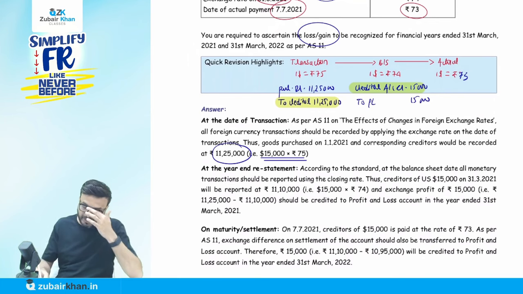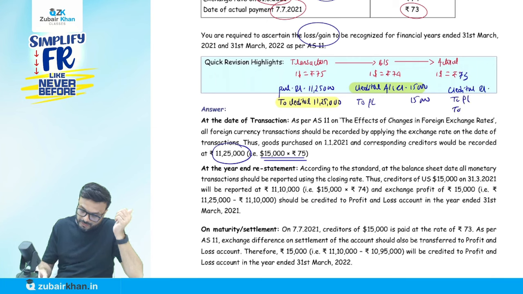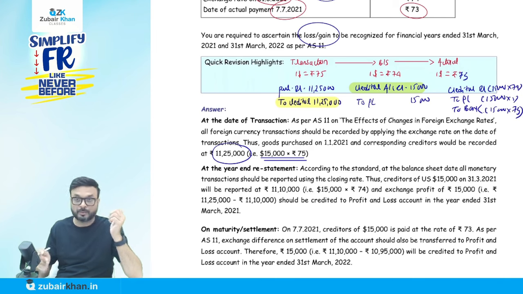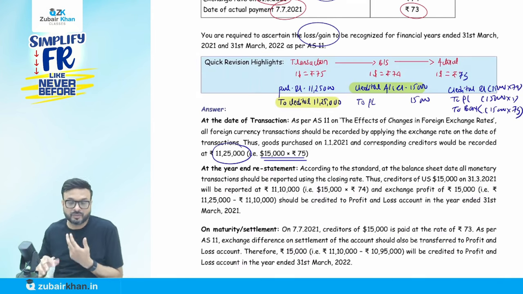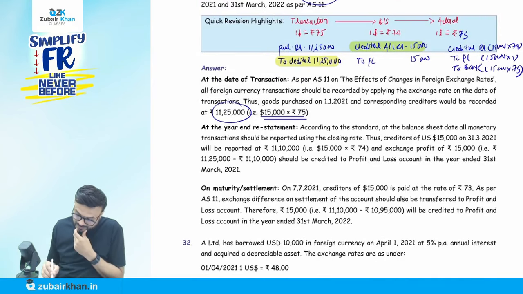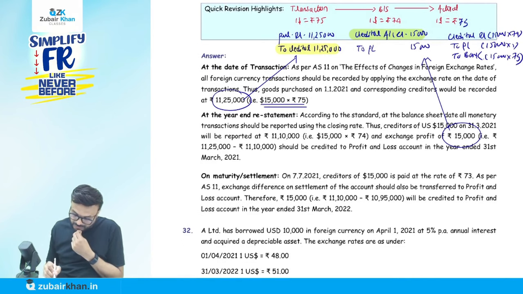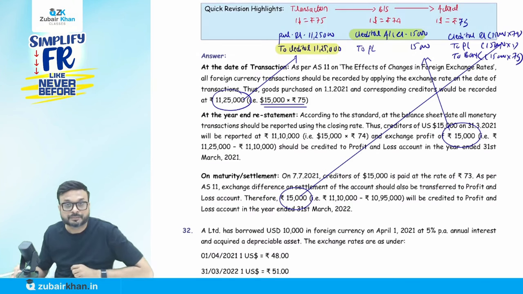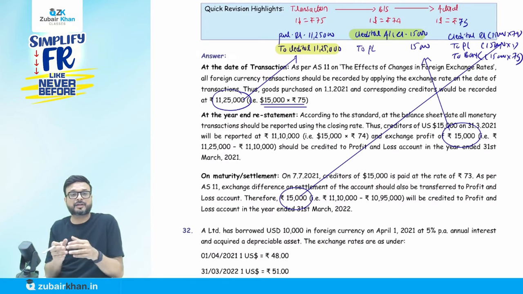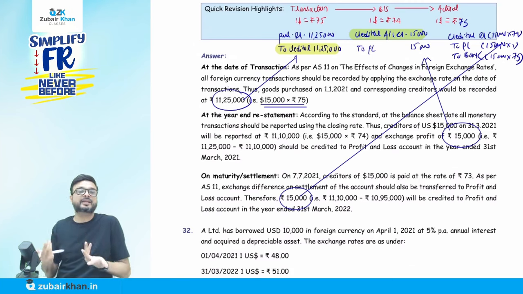So I'm passing the single entry here. The creditor account will be debited, P&L credited, and the bank account credited: 15,000 multiplied by 74, 15,000 multiplied by 1, and 15,000 multiplied by 73, because I'm to pay at the rate 73 only. This is how it is mentioned. You can see they have a gain of 15,000, and P&L account will be credited by this 15,000. Done. This is how we initially record at spot rate, then at the balance sheet date by closing rate, and on the date of payment at whatever the actual rate we have to pay.